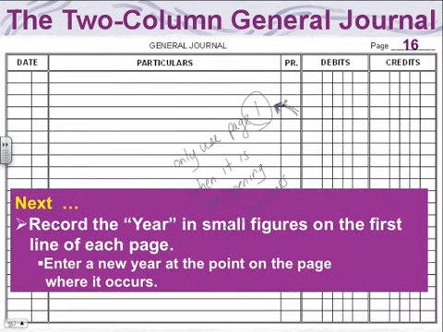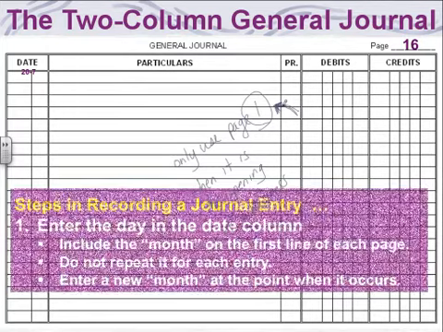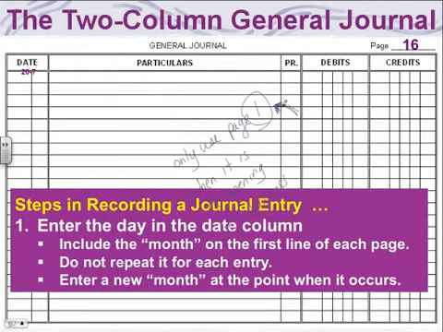Next, record the year in small figures on the first line of each page. So watch the year go in. The year goes on the top of every page, and if the year changes in the middle of one page, you start the new year. You only write the year once, though, at the top of the page. Now enter the day in the date column. You'll see the date column is over here.